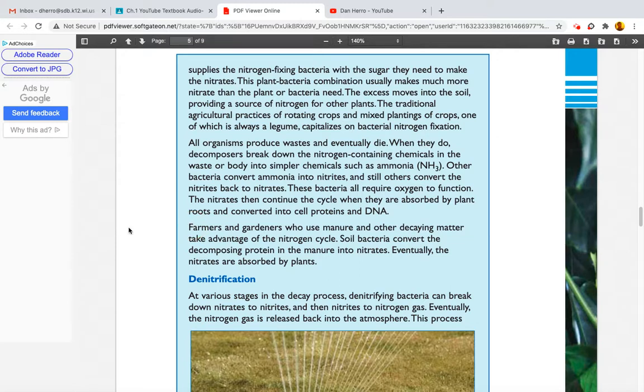Farmers and gardeners who use manure and other decaying matter take advantage of the nitrogen cycle. Soil bacteria convert the decomposing protein in the manure into nitrates. Eventually, the nitrates are absorbed by plants.